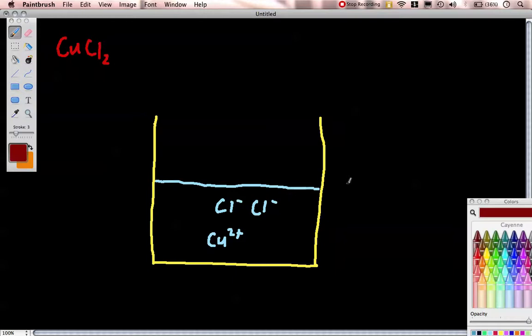Now in this electrolytic cell, you will have what is called, that is a very, very ugly looking electrode. Let's try that again. That's better. So, guys, we have an electrode at one side and an electrode at the other.